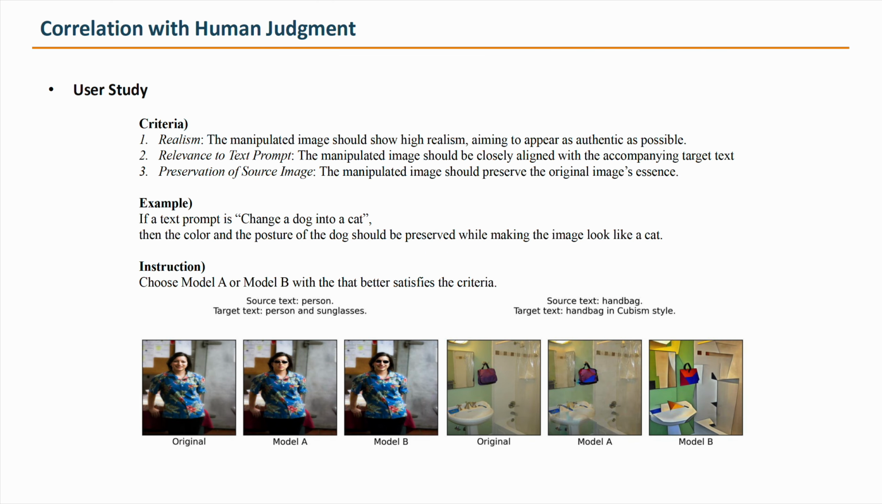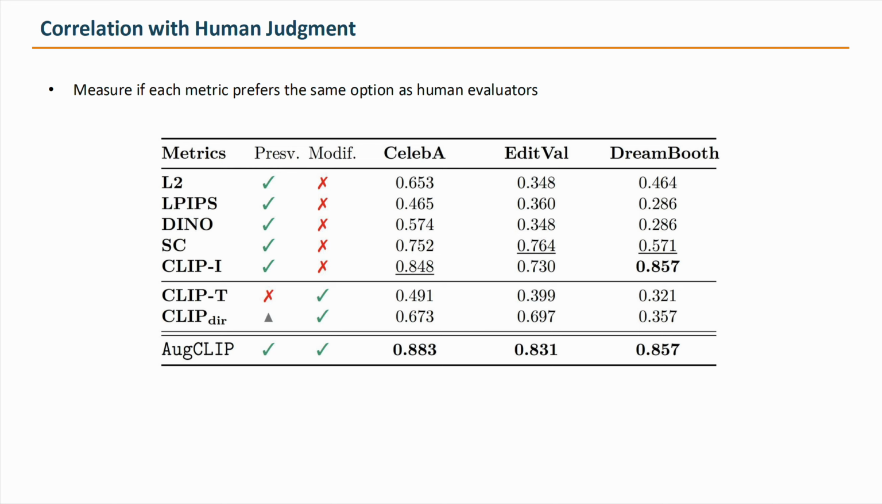We validate OutClip using two types of tests. The first is human preference alignment. We conducted a user study on AMT across three datasets, which are CelebA, EditBench, and DreamBooth. Human annotators judged which edited image best satisfied three criteria, which are realism, relevance to the target prompt, and preservation of source identity. OutClip achieved the highest alignment scores on all datasets, outperforming directional CLIP similarity, CLIP-I or CLIP-T, and traditional preservation metrics.